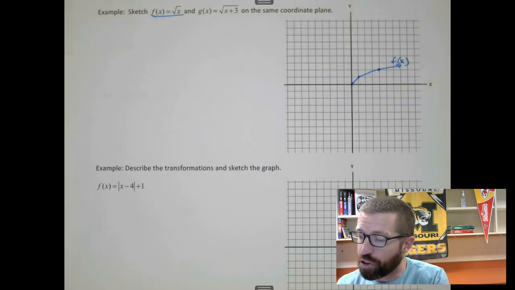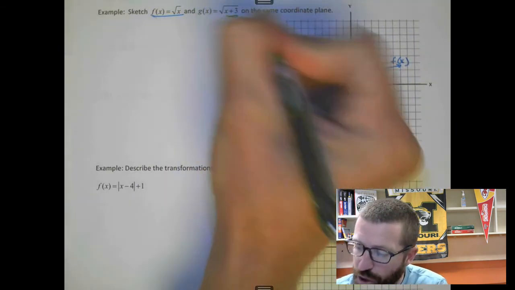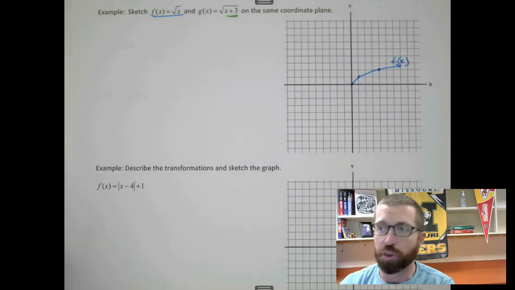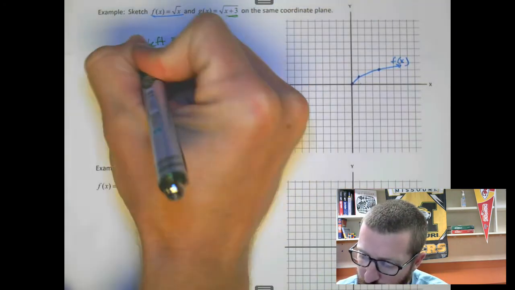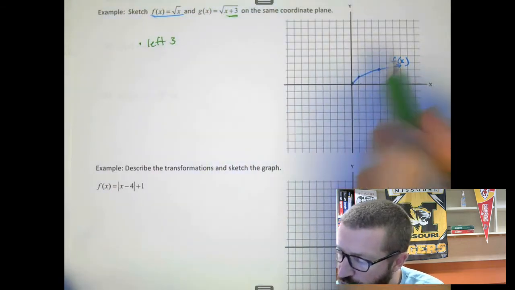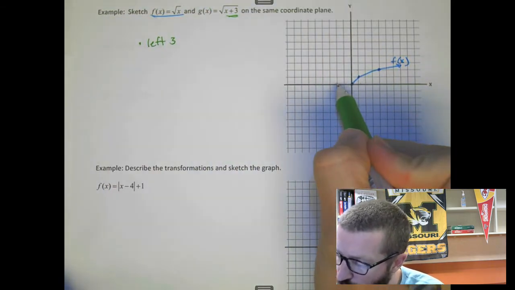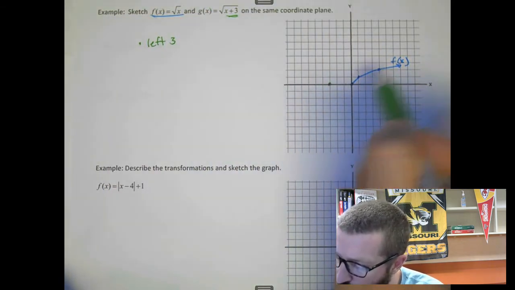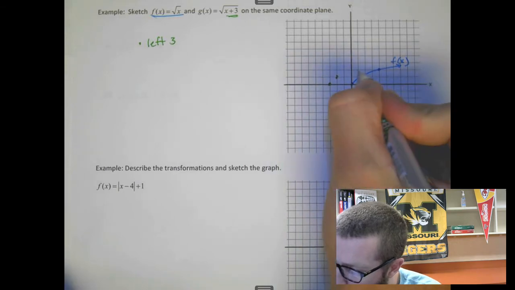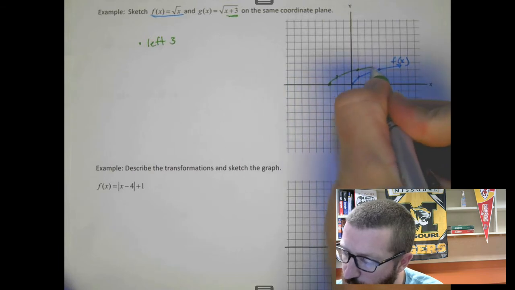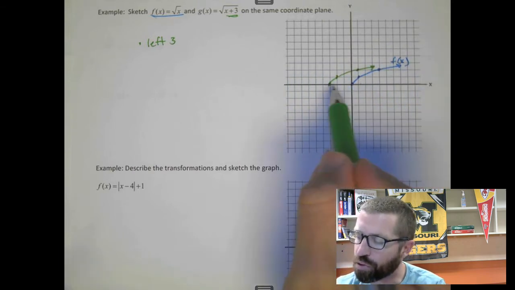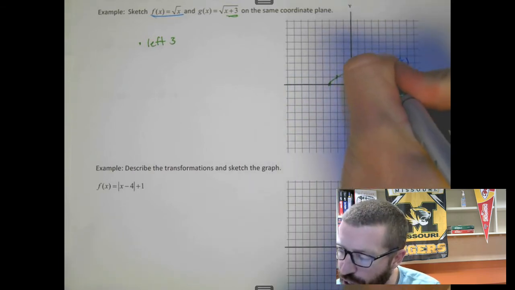And then with this function, you see this +3. So you say, well, what is that +3 going to do? How's it going to transform the graph? That's going to move the graph left 3. So we take every point, 1, 2, 3, and move it left 3. And we'll go ahead and keep the other points kind of specific and shift those too. Although with the sketch, if you really just have one point, that's fine. And so this is g of x.